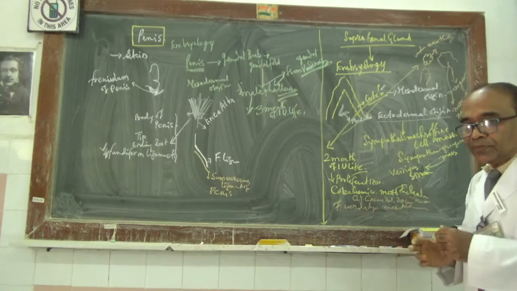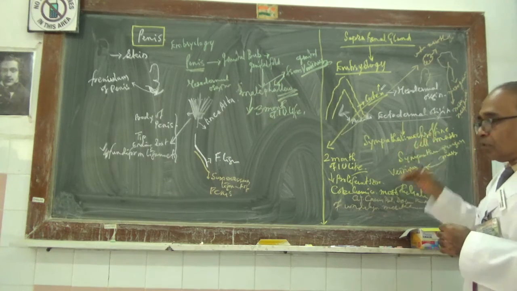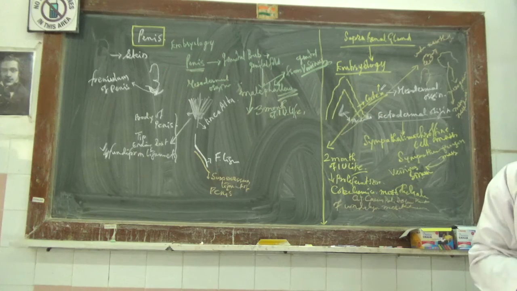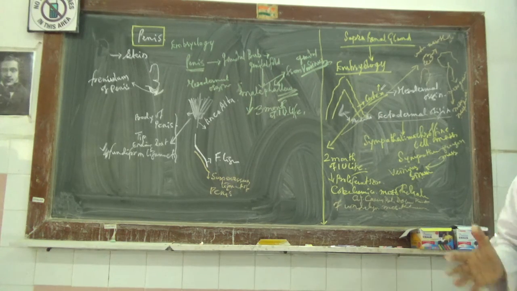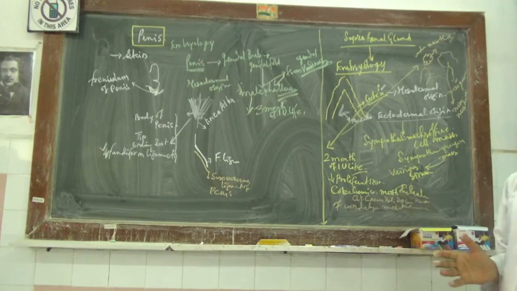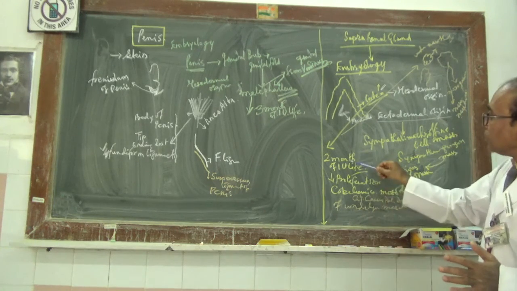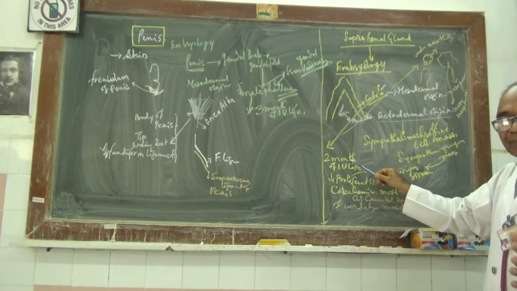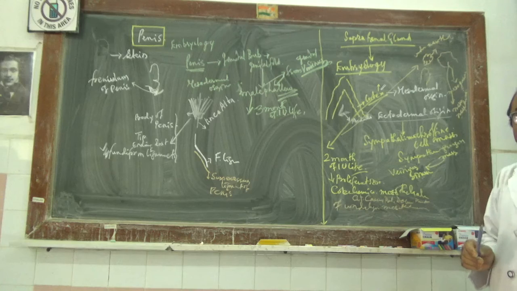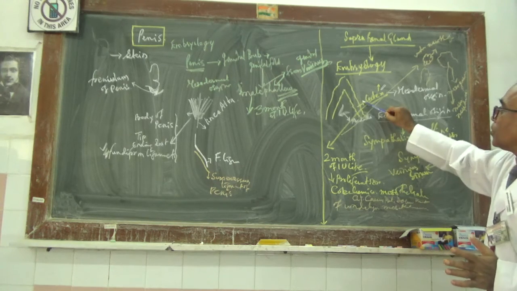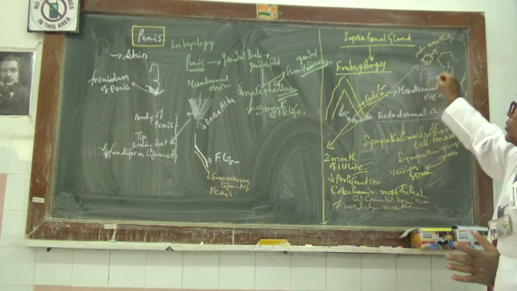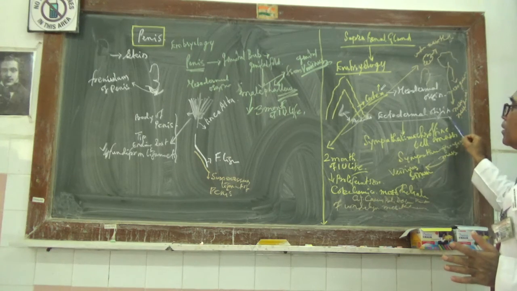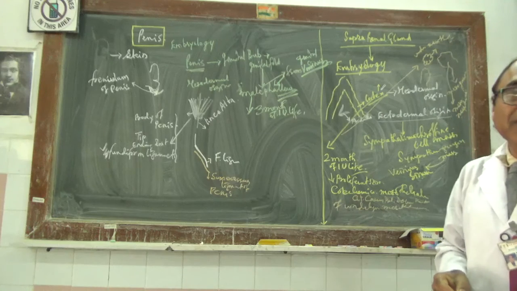So with this, the suprarenal gland development, not only the cortex but also the medulla, is completely over. To understand this, for your understanding purpose, remember the suprarenal gland develops at the second month. The cortex is of mesodermal origin, while the medulla is of ectodermal origin.